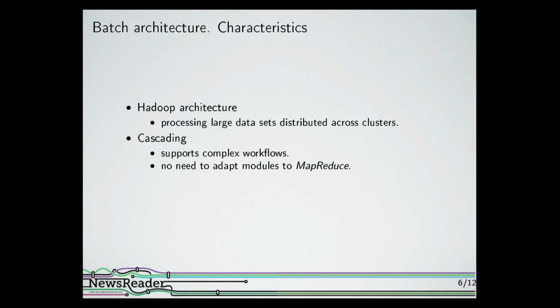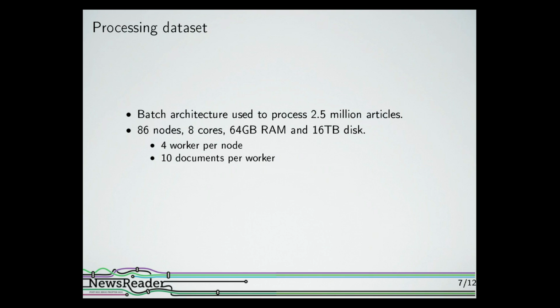For the batch processing setting, we implemented an architecture based on Hadoop, which allows distributed processing of large datasets in a cluster. More specifically, we used the Cascading tool, which supports complex workflows and doesn't require modules to adapt to any specific paradigm, such as MapReduce. Using this batch setting, during the project, we processed 2.5 million documents using a cluster comprised of 86 nodes.